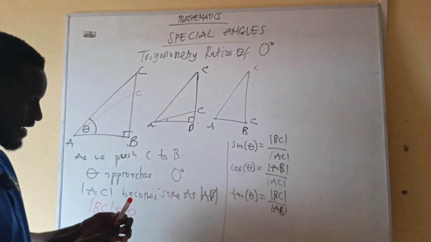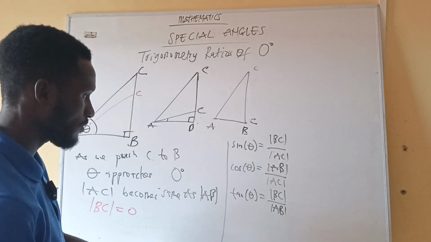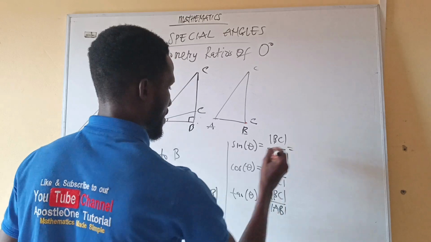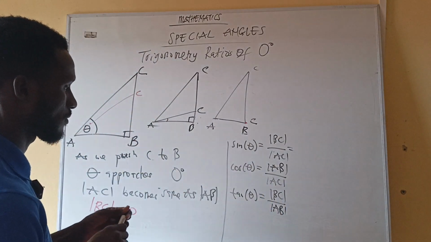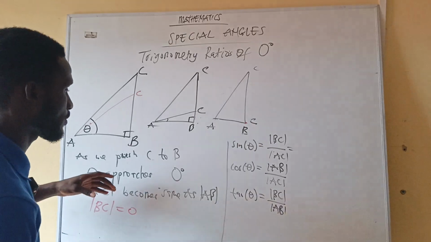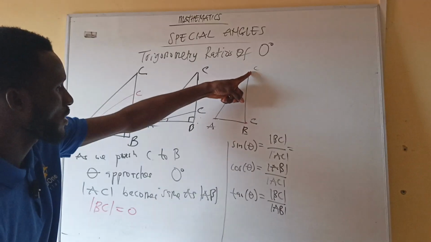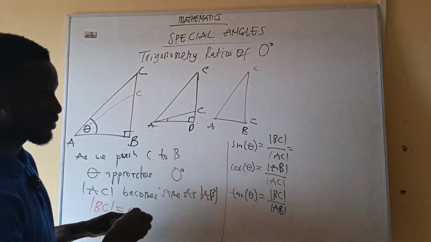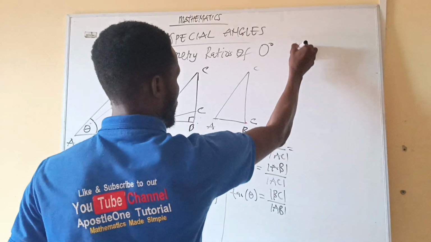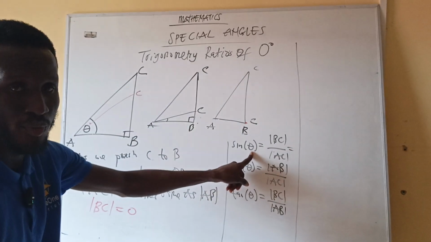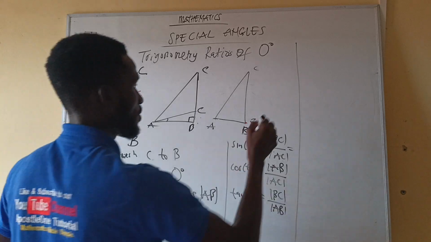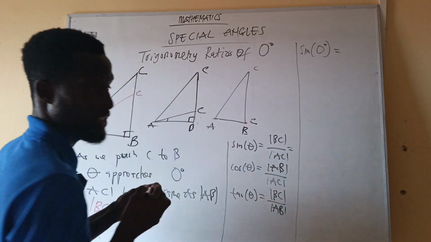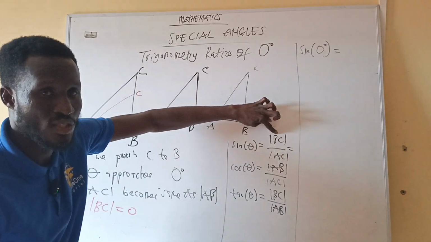Now let's look at this one carefully. Now, from here, look at it very well. As this one approaches here with this particular condition, don't forget that the theta will be approaching 0. So as the theta approaches 0, we're going to get sine 0, which is equal to the opposite, which is BC.